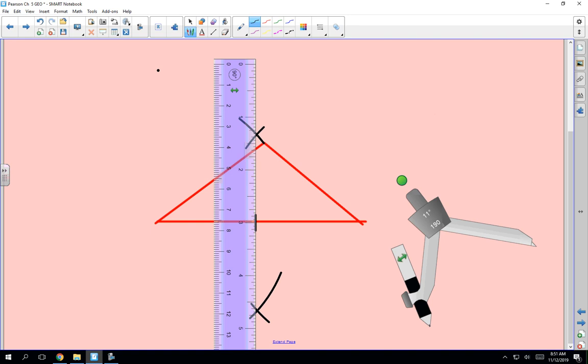And then what we're going to do is connect that. So here we go, I'm going to take my ruler. Okay, let's watch this part. This is where students get confused. Here's where it differs from the perpendicular bisector. I'm going to connect this midpoint to the vertex instead of drawing the whole perpendicular bisector. And so it looks like this.